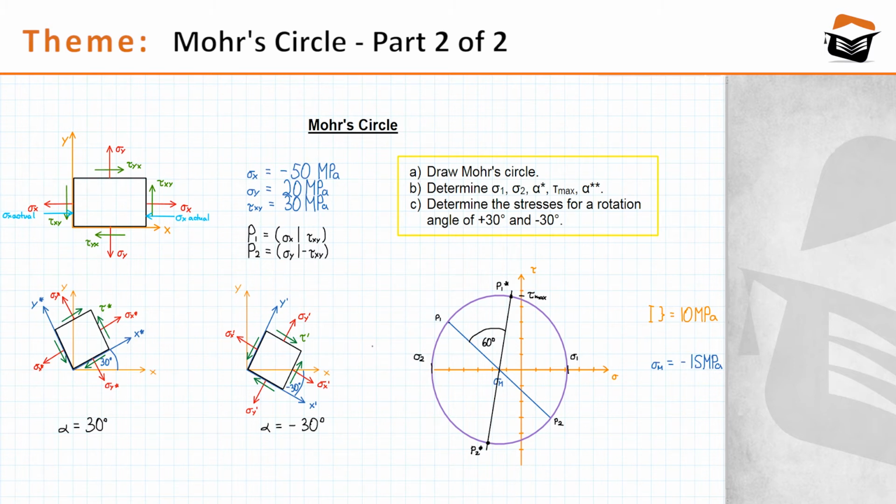Now, how do we identify the stress values? Well, P1 or P1 star has the coordinates sigma x and tau xy. So P1 star, therefore, is going to give us sigma x star and tau star. And to find sigma x star, we have to check what is the sigma coordinate of this point P1 star. And to do that, I will draw a thin vertical line connecting P1 star with the sigma axis.